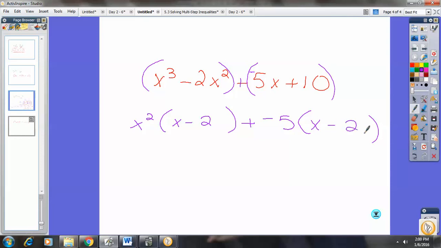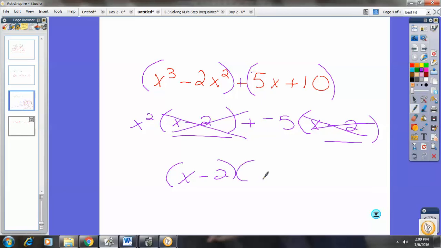We're left with x minus 2. Now remember, these parentheses have to be the same in grouping. We want them to be the same in order to do our next step. We have x minus 2 in common, so we'll take that out. When we take out x minus 2, we have left x squared minus 5.